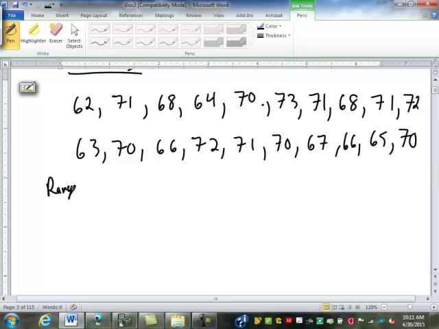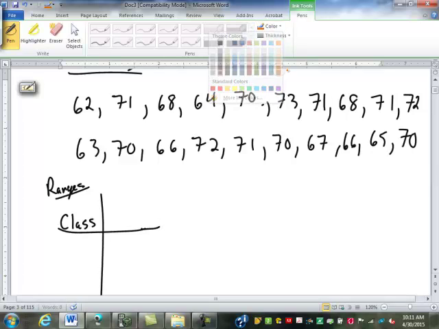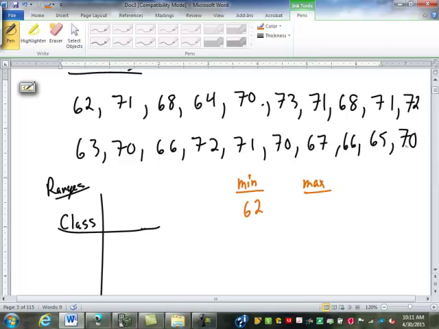These ranges are generally called classes. I'm going to divide it into classes. Now my smallest number up here is 62. That's called the minimum. The largest number, which is called the maximum, looks like 73. So the range, I know we haven't talked about spread yet, but I'm going to talk about something called the range right now. The range is 73 minus 62, or 11.